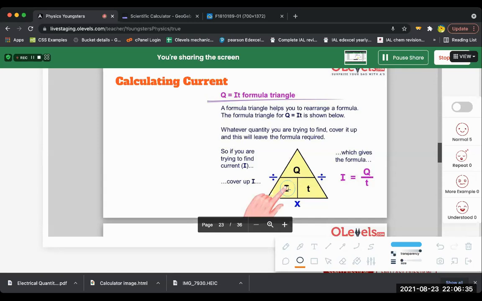Yes, here look, we have to find current, so we'll put a finger on current. Now what are we remaining with? What will be our formula here? Q and T, charge and second. The formula will be Q over T. I is equal to Q over T. Very good. I is equal to Q over T.